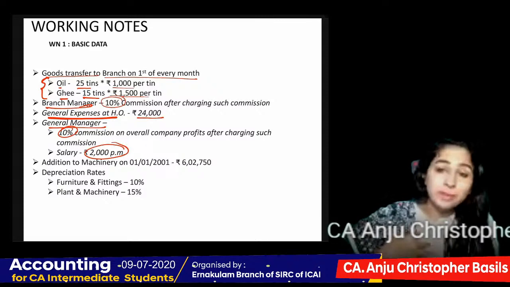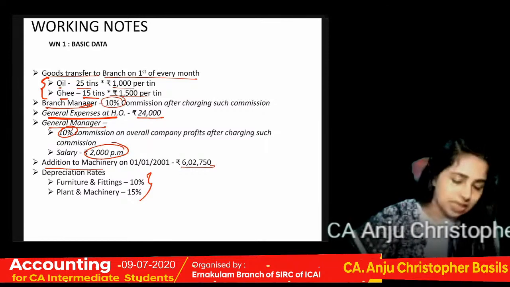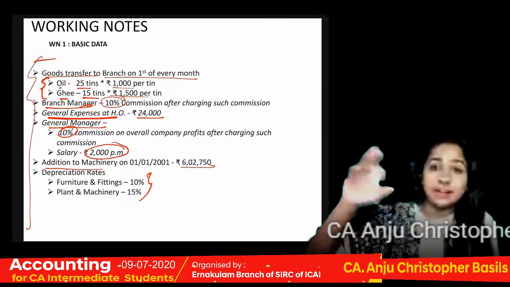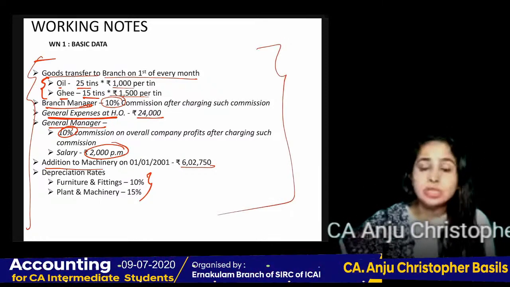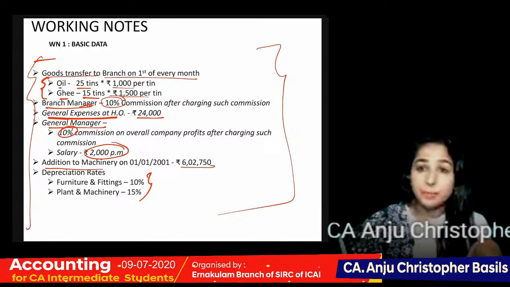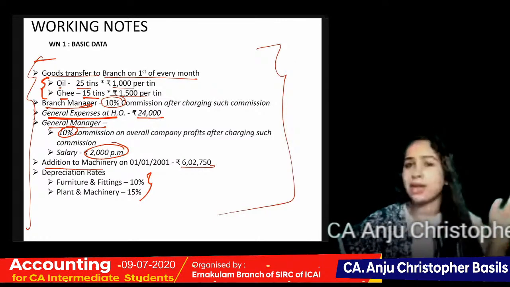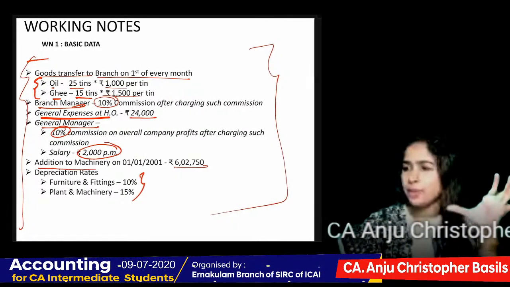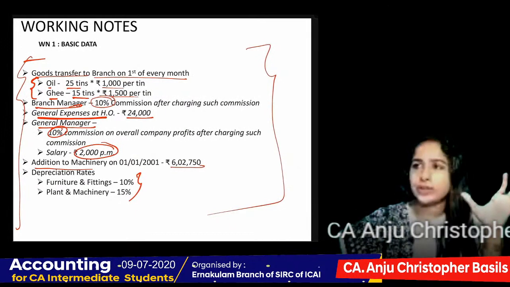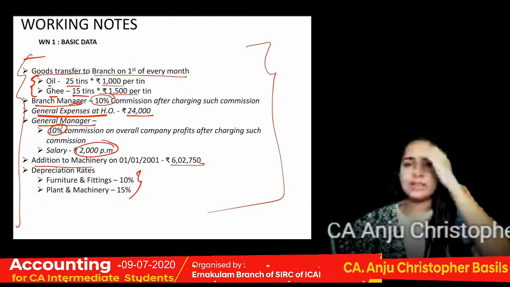Now, how much is the addition to plant and machinery? It is 6,02,750. We are also given the depreciation. So these are the different figures which are given in the paragraphs and not in table format. So students, kindly take this down also, so that all the figures inside the paragraphs are in one place and we get a better grip of it. One is the transfer of goods, branch manager's commission, general manager's commission. Then how much is the addition to plant and machinery and depreciation? Simply this. Once you're done with this, please drop in messages. It's just the basic data.